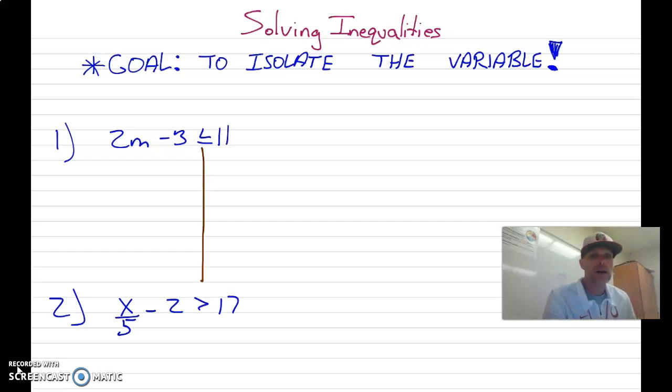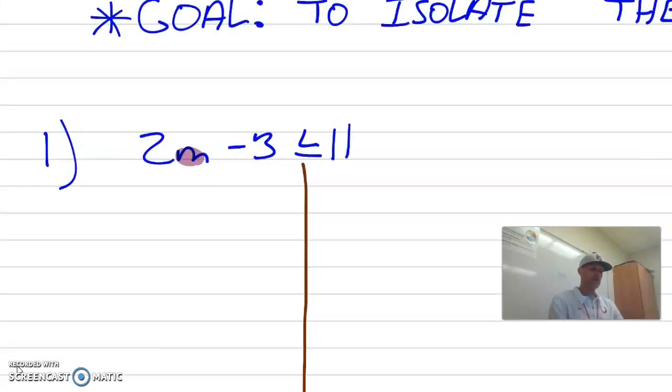Our goal is to isolate the variable, meaning we want to get that m all by itself, by always doing inverse operations and always dealing with the variable last. The first thing we want to move is that minus 3 by doing the inverse, adding 3. Just like fractions, do the same thing to both sides. Negative 3 and positive 3 is 0, and 2m is left all by itself. We have less than or equal to, and 11 plus 3 is 14.